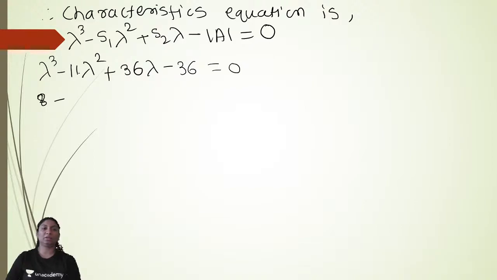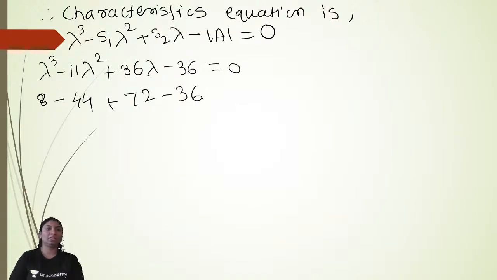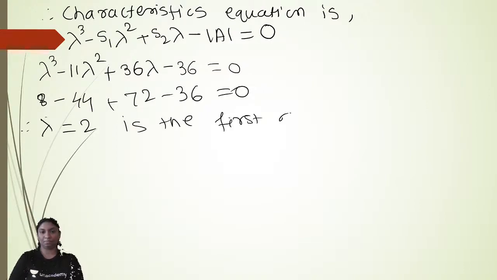8 minus, I'm putting 2 because 1 is obviously not there. So 2 cube is 8, 2 square is 4, 11 into 4, 44 plus 72 minus 36. So minus 36, 72 plus 8, 80 minus 36 minus 44, 80 is equal to 0. Therefore, lambda is equal to 2 is the first root. Lambda is equal to 2 is the first root.